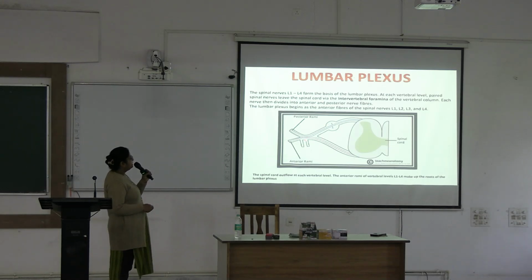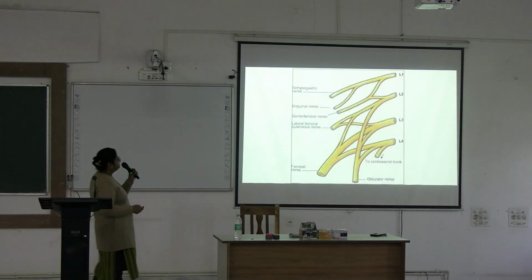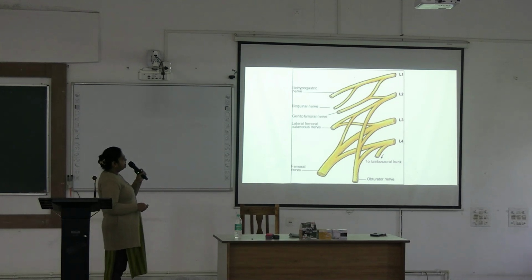and each nerve divides into anterior and posterior rami. The lumbar plexus begins as the anterior fibers of the spinal nerves L1, L2, L3 and L4. Root values are important: the anterior rami of these four spinal nerves. Here is the formation: L1, L2, L3 and L4 joining together to form the lumbar plexus.